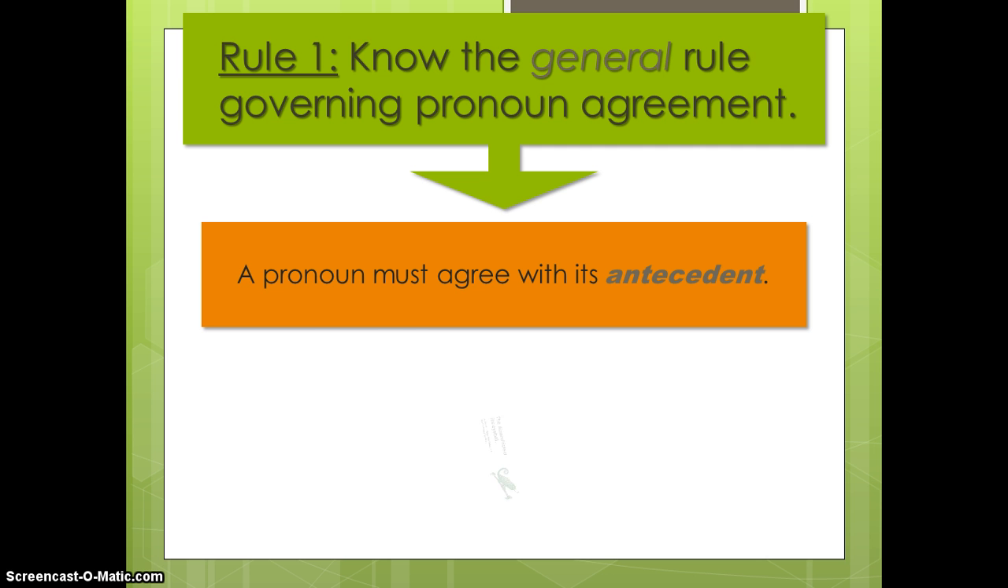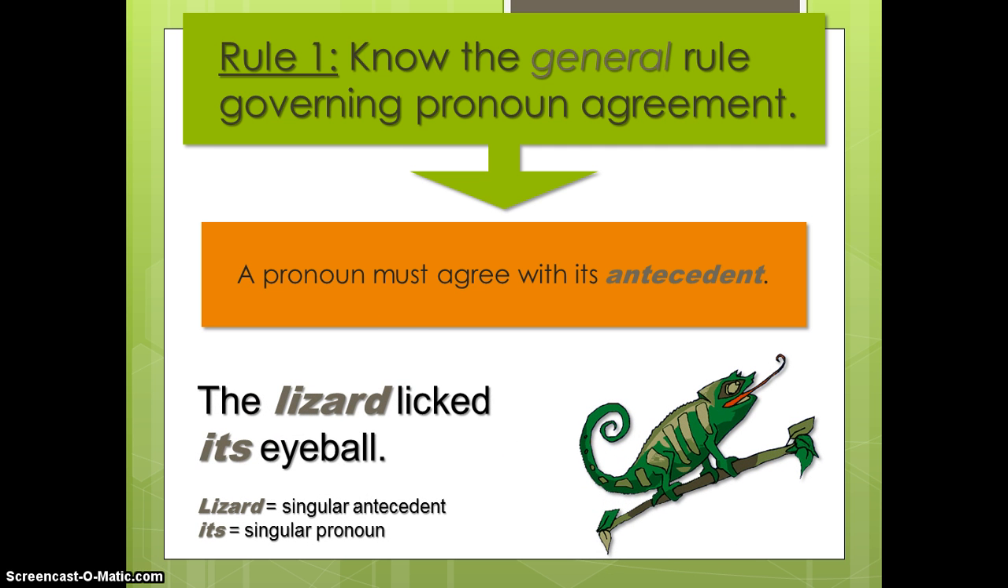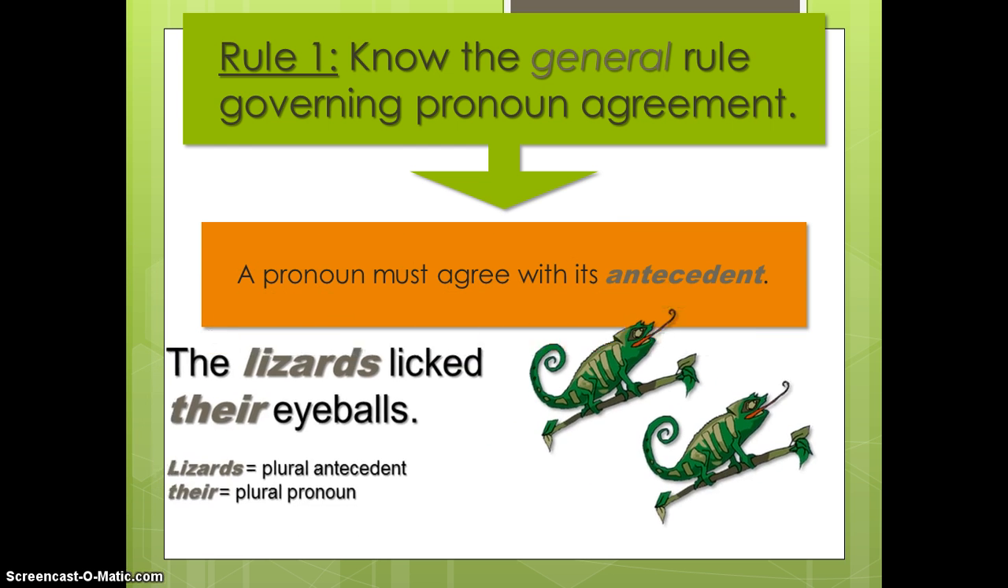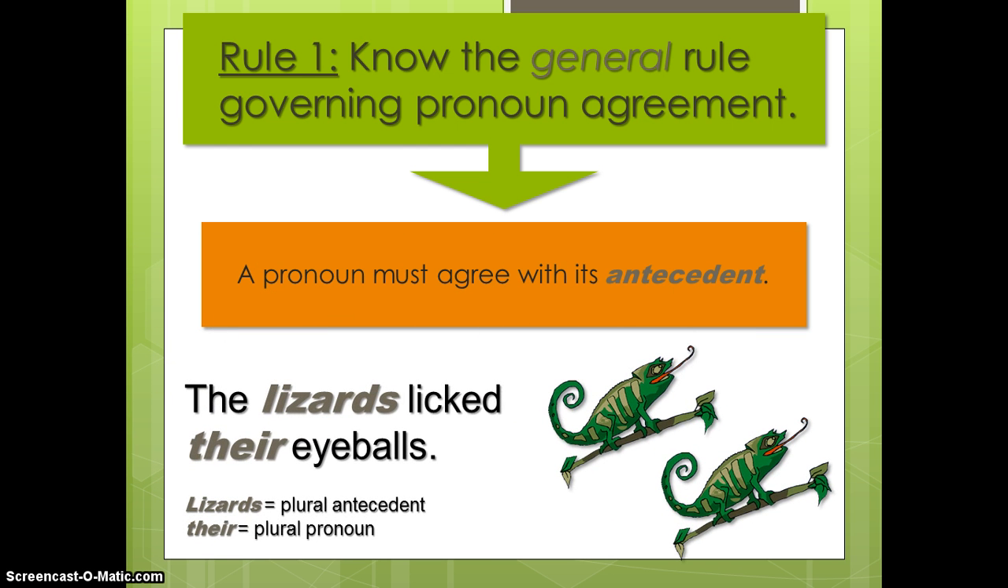For example, the lizard licked its eyeball. Because lizard is a singular antecedent, it is the singular pronoun that you must use to replace it. Another example, the lizards licked their eyeballs. There are multiple lizards, therefore we need to use a plural pronoun. Rule number 1 is very straightforward.